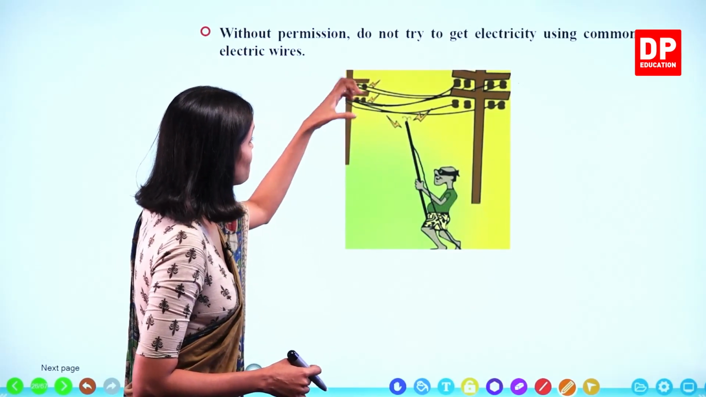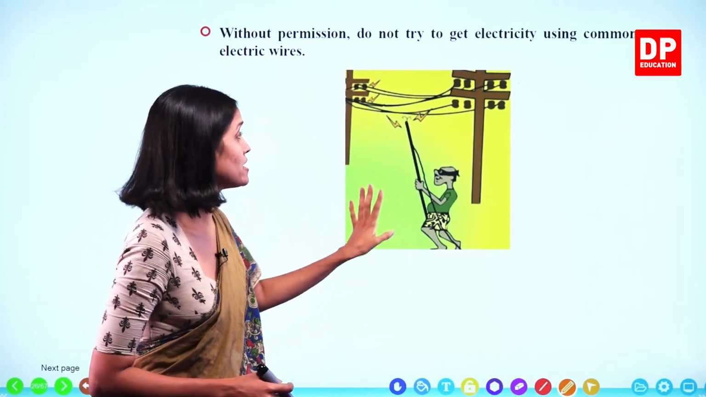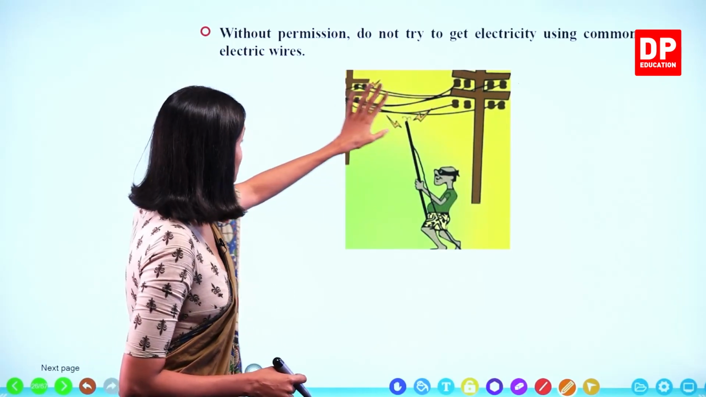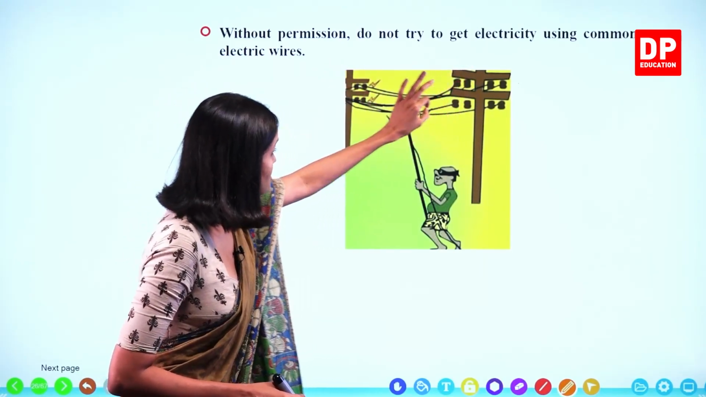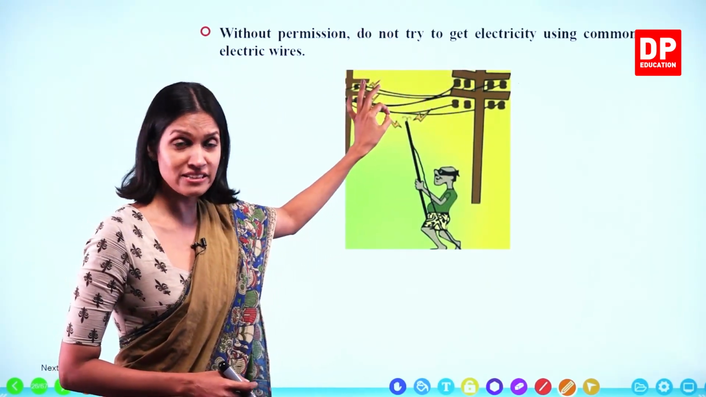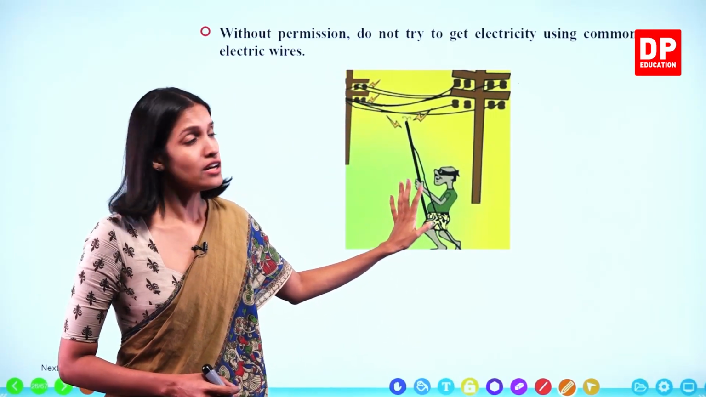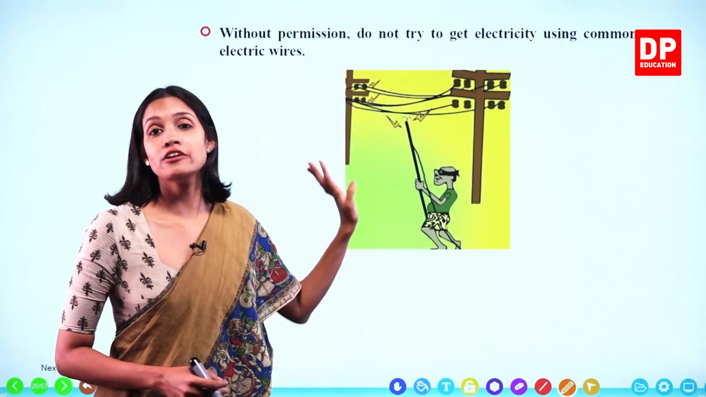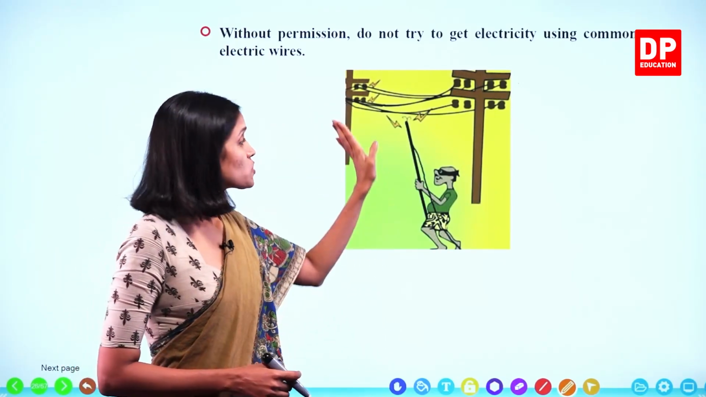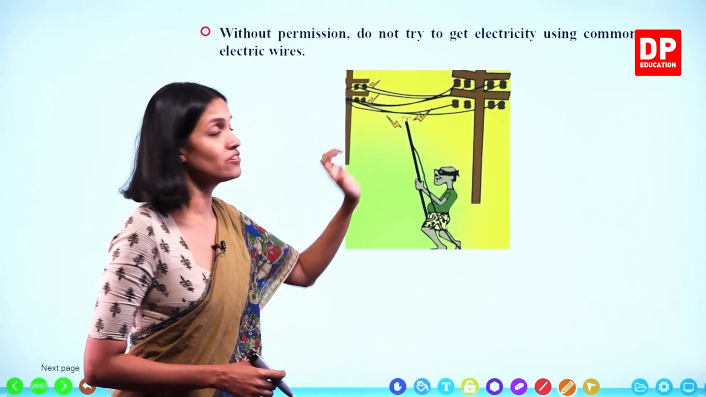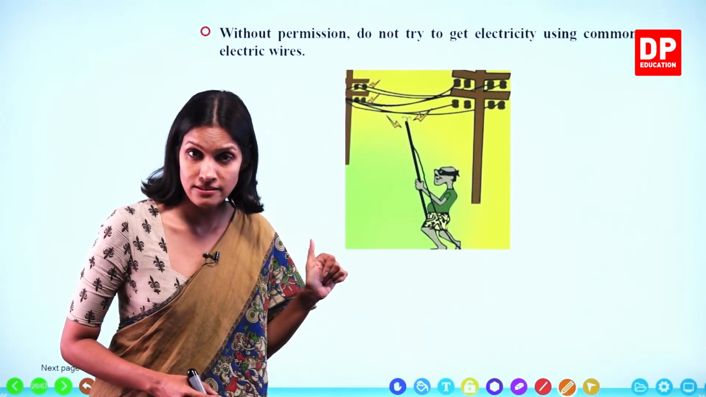The next one, without permission, do not try to get electricity using common electric wires. Unauthorized ways of obtaining electricity. This is really bad, children. So when you try to draw electricity wires from the main wires like this, you definitely might get electrocuted, right? Only a trained person can do this, children, right? So without knowing anything, you should never ever try to do these types of things, right?